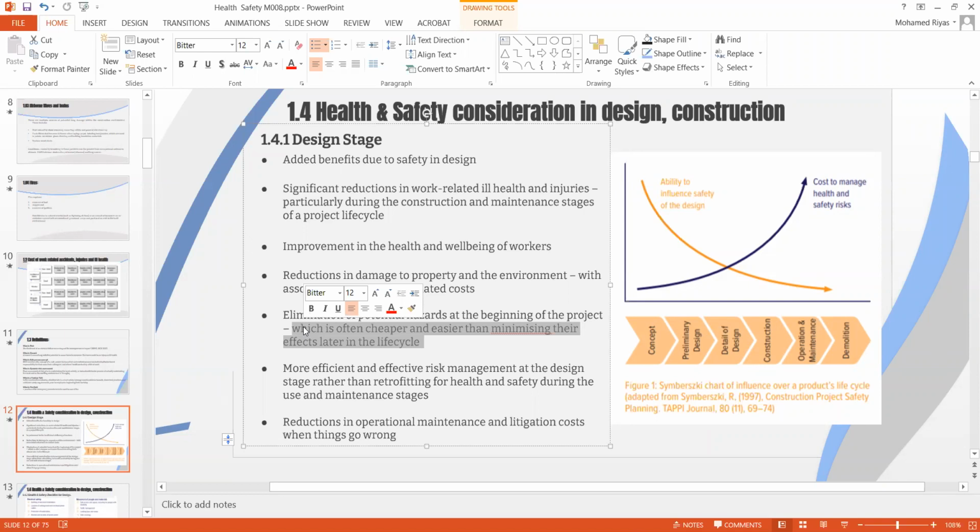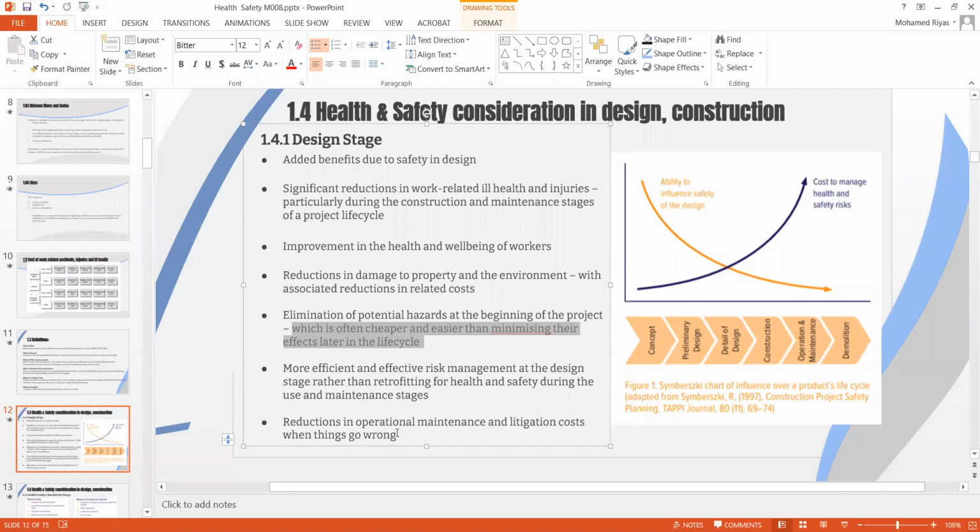Now moving to the next benefit of a safe design: more efficient, effective risk management at the design stage. Usually as a designer, when you develop your design, together with that you will have risk management and a risk register. So as a designer, you start to log all the potential risks that could come into the project and prioritize them, and you will be more keen, even during construction, to see how they have been eliminated or dealt with. Then eventually you will reduce the impact.